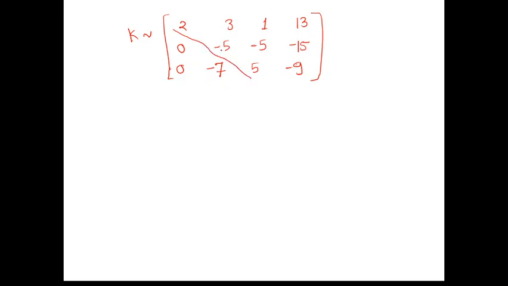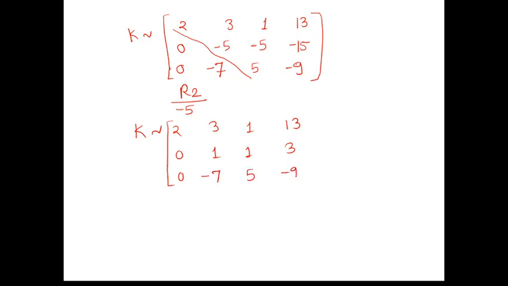Let's move to the second diagonal element. Before that, in order to make the computation process simpler, let's divide the second row by minus 5. So what we have is 2, 3, 1, 13 as it is. Changes in the second row will be 0, 1, 1, 3, and then this is 0, minus 7, 5, minus 9. This way it goes.